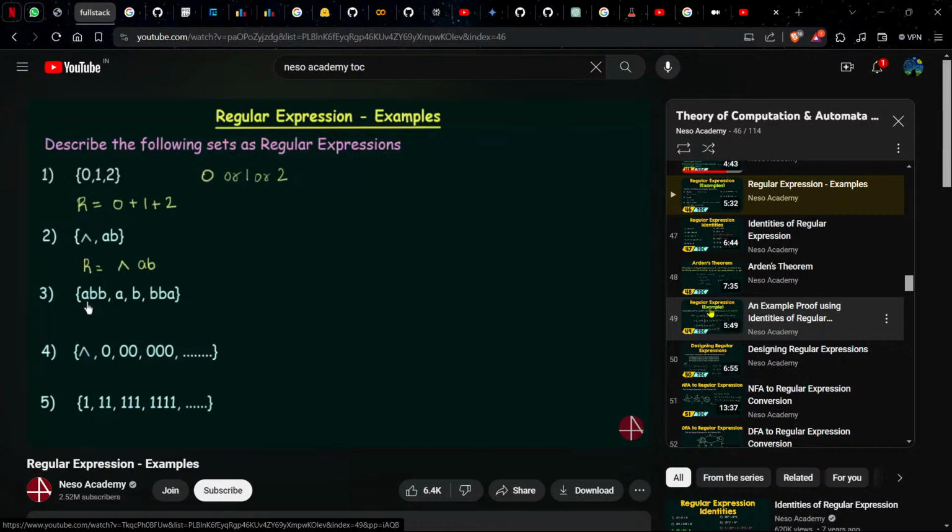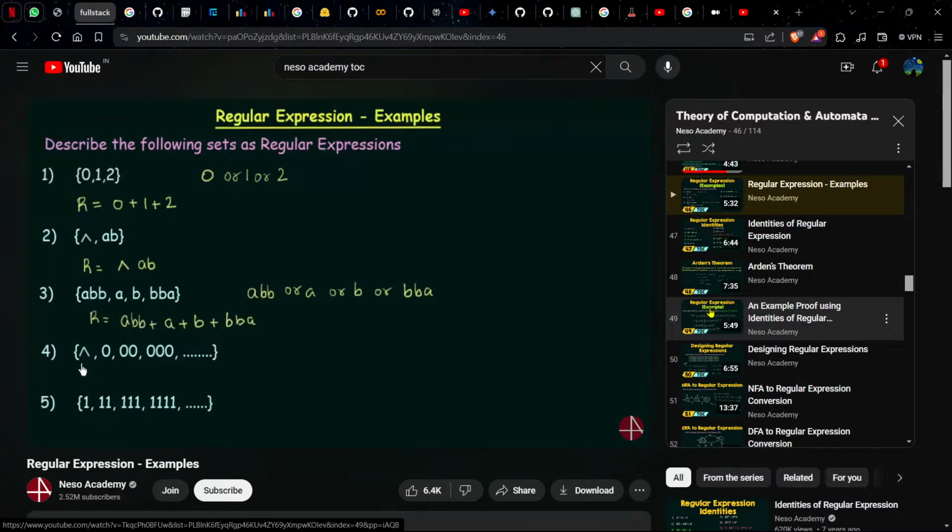So let's come to the third one. In the third one, we have the symbols ABB, A, B, and BBA. So this means that it can be anything like ABB or A or B or BBA. Any of these symbols can be present in the set, or a language that contains this, any of these symbols will be accepted. So how do we write the regular expression? It's very simple. Since there is an or here, we just have to use the plus symbol: ABB + A + B + BBA. So this is how you can write the regular expression for this set.